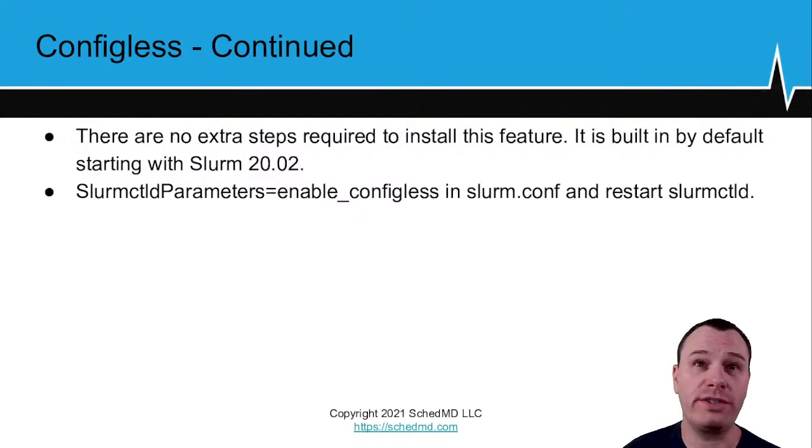There are no extra steps required to install this feature. It is built in by default, starting with Slurm 20.02. Even though there are no additional install steps, there is still a SlurmctldParameters option called enable_configless that you add to your slurm.conf on the controller. Adding this option does require a restart of the Slurm controller.